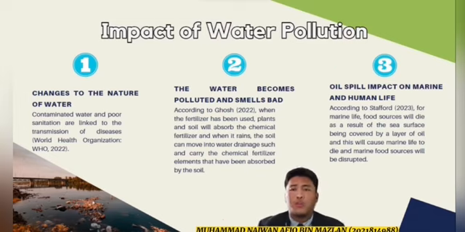Apart from the situation on land, the sea also cannot escape the issue of water pollution. According to Stafford 2023, for marine life, food sources such as algae, seaweed and plankton will die as a result of the sea surface being covered by a layer of oil, and this will cause marine life to die and the marine food source will be disrupted.